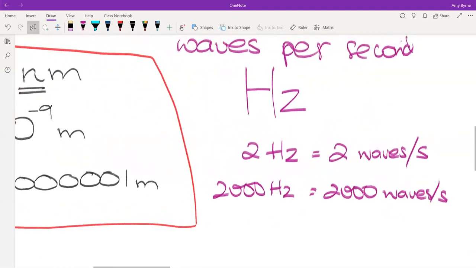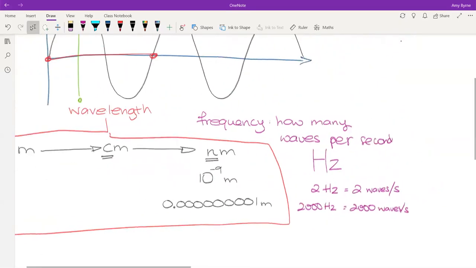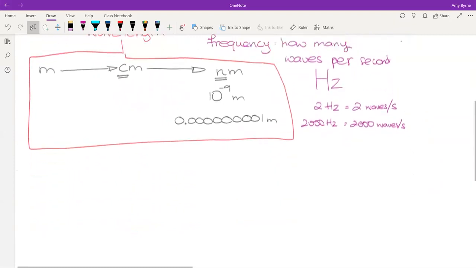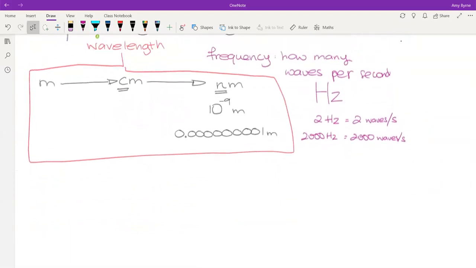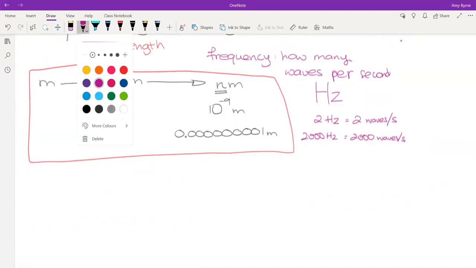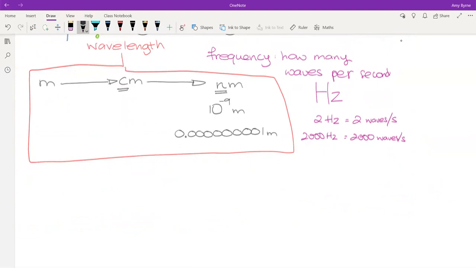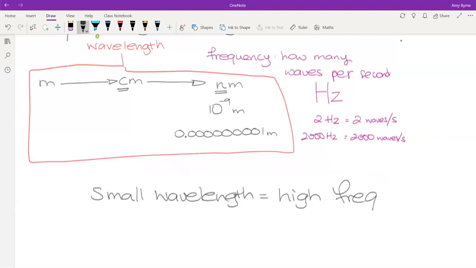So when I am looking at frequency and wavelength, basically the smaller the wavelength, the higher the frequency. So small wavelength is high frequency.